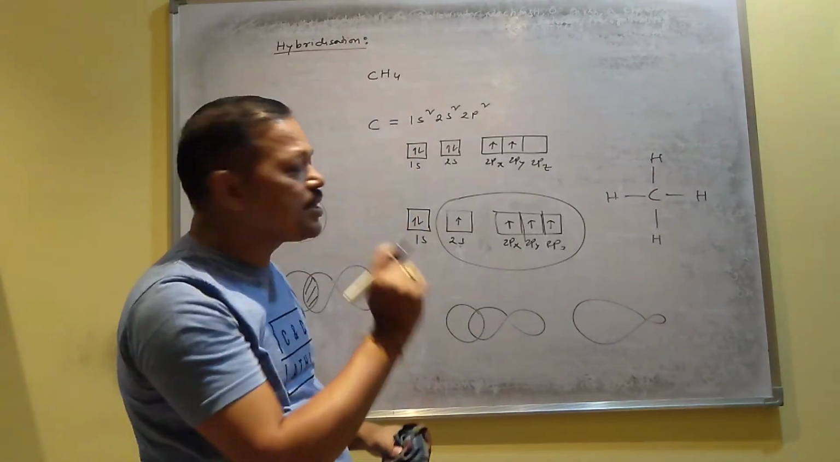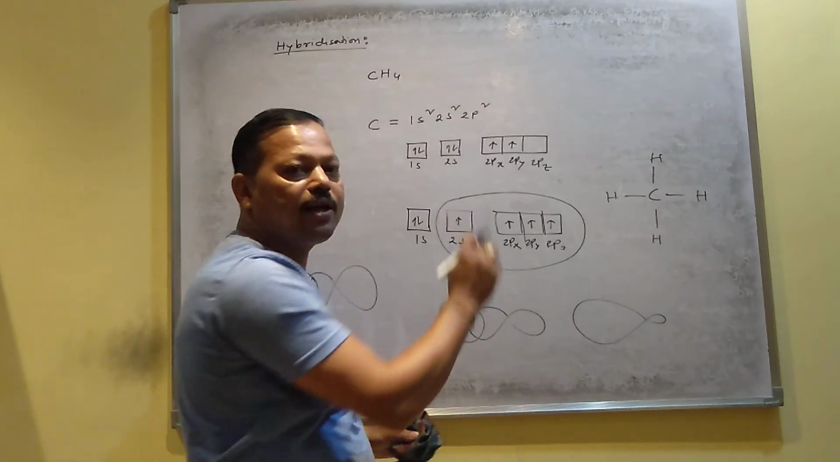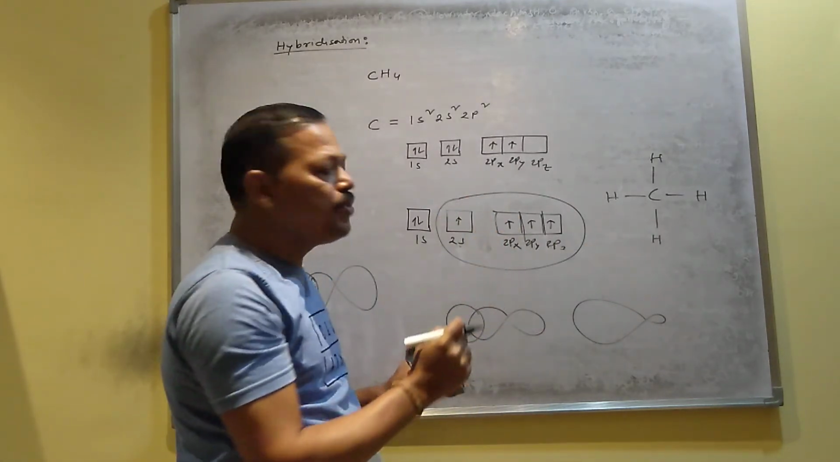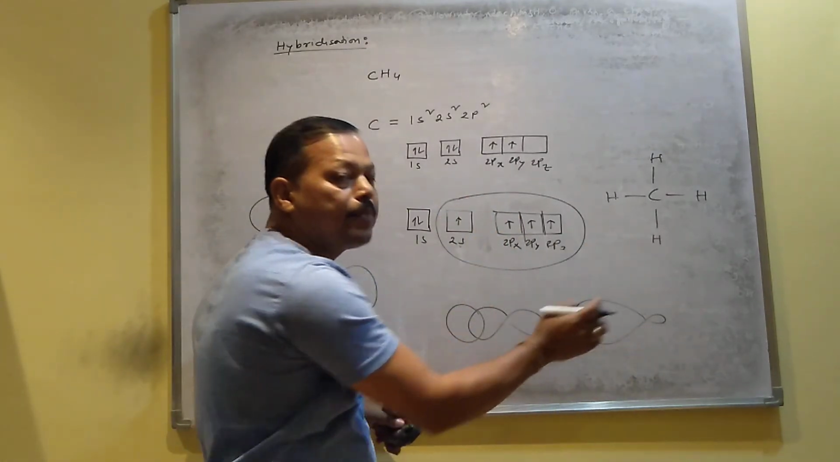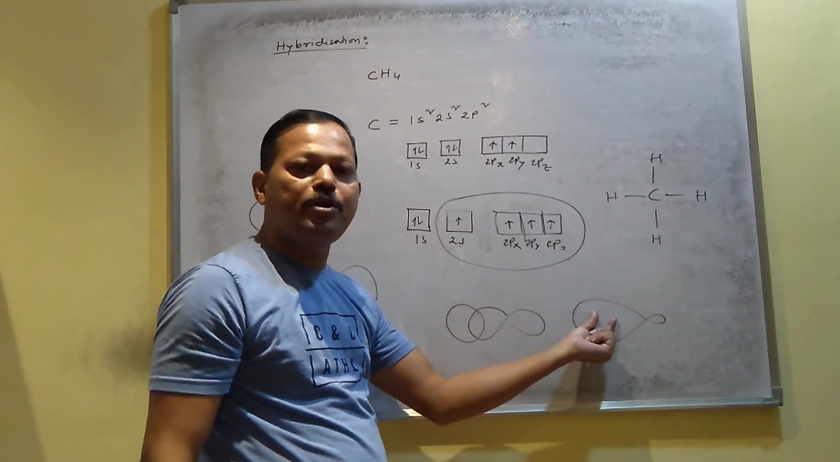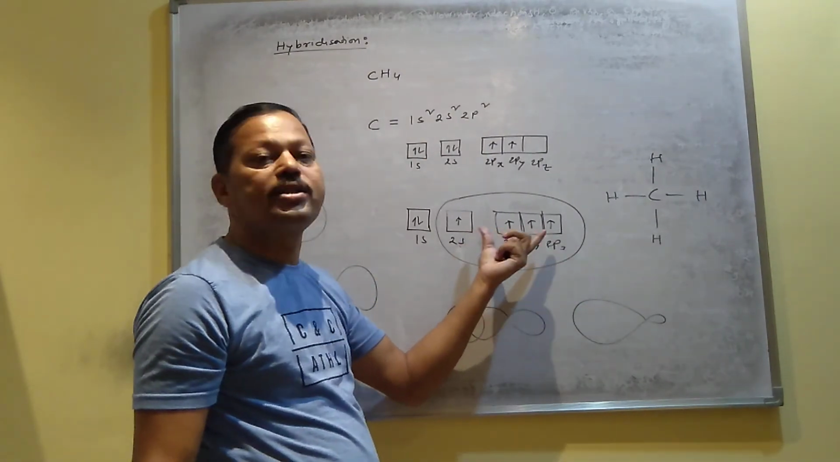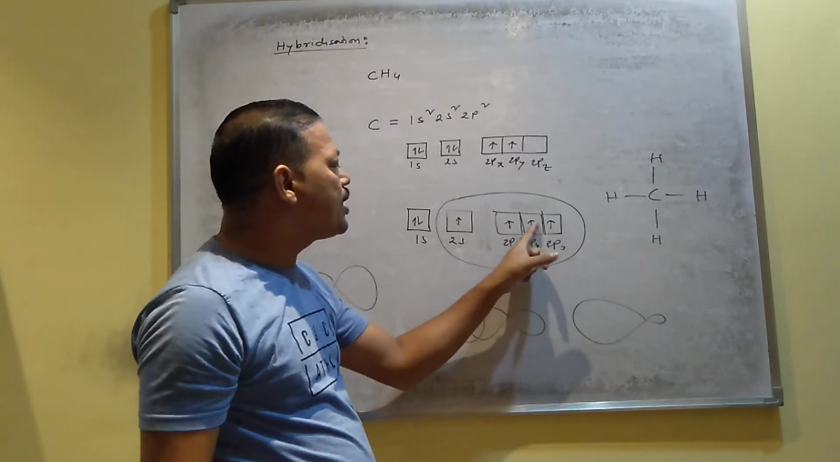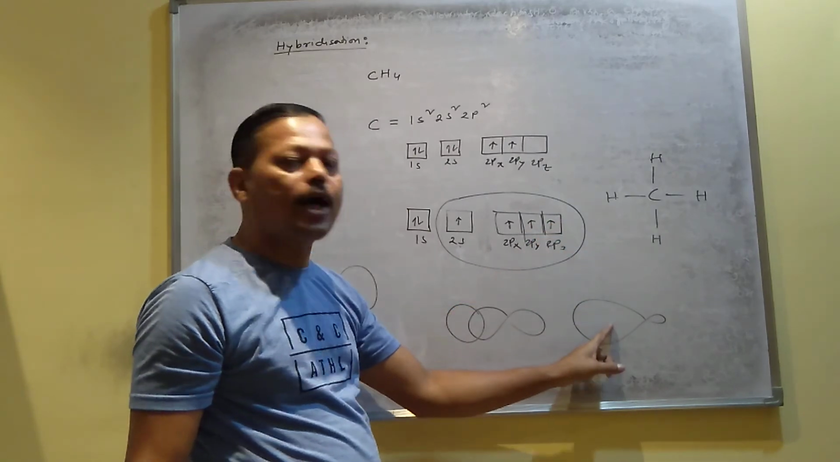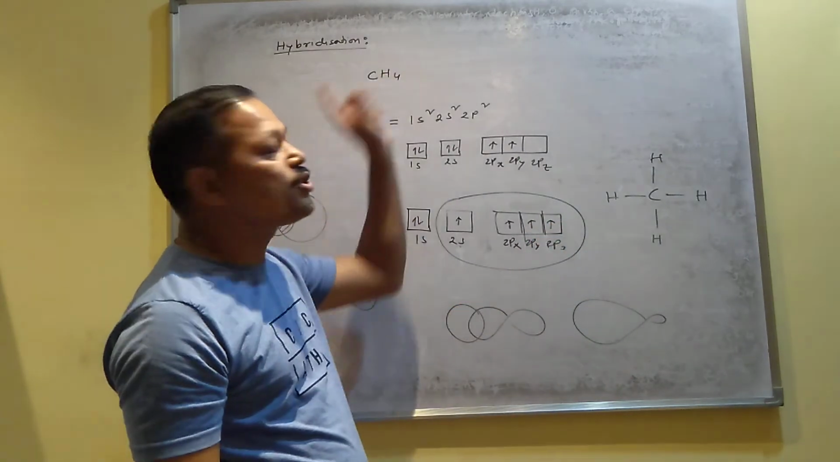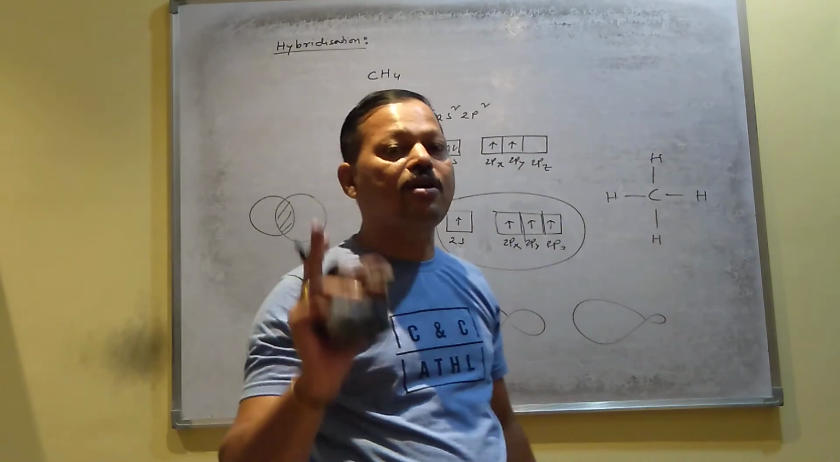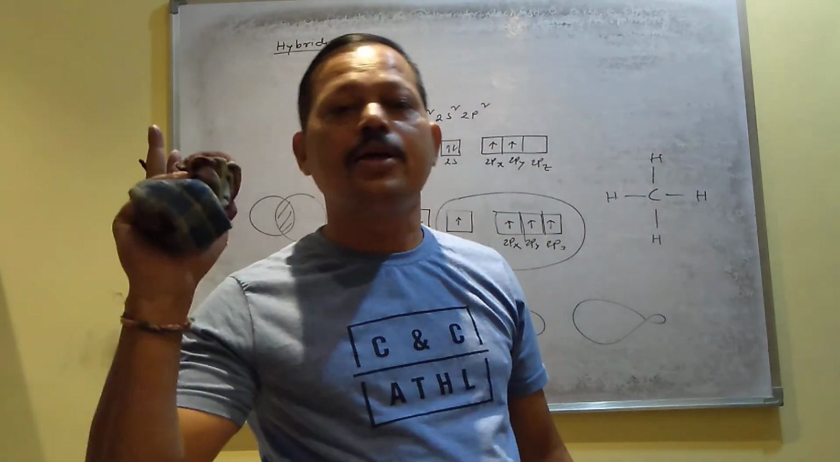So hybridization means nothing but the mixing of orbitals, and by mixing of atomic orbitals, they will form some hybrid orbitals. And how many hybrid orbitals will form? It depends on how many orbitals are involved in mixing. If 4 orbitals are involved in mixing, you will get 4 hybrid orbitals in this way, and that is called hybridization. So the hybridization concept comes from the methane molecule.